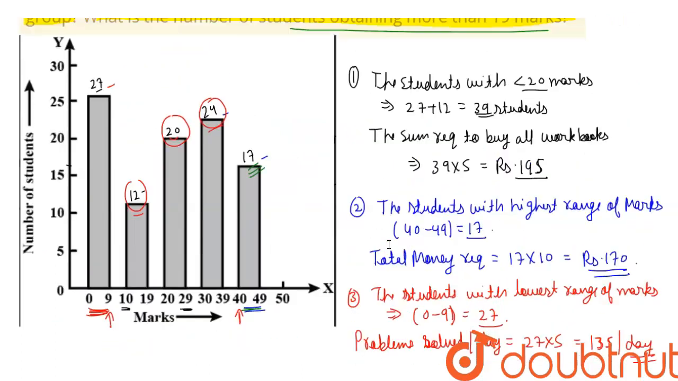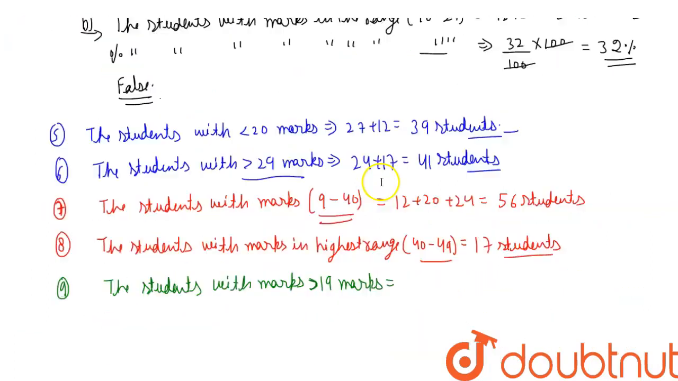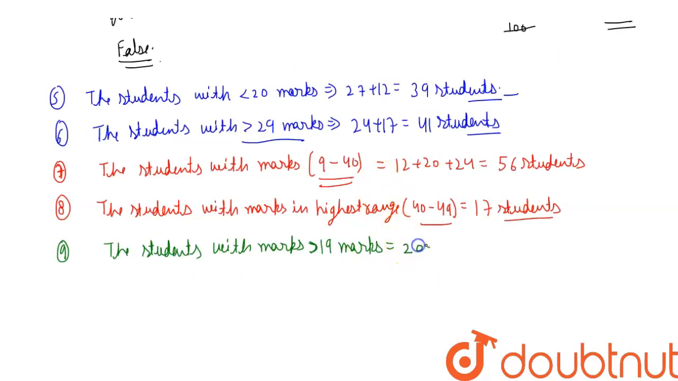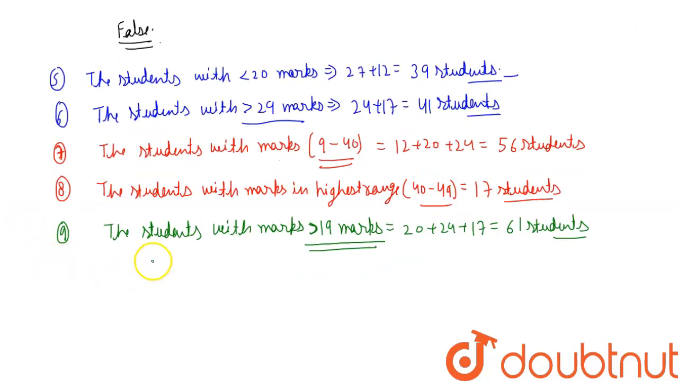So the students with more than 19 marks would be 20 plus 24 plus 17. If we solve this, then we get 61 students. So there are 61 students who have got marks in the range greater than 19. So in the question they have asked us 9 different questions, and here we have the answers of all those 9 parts. So this is our solution.